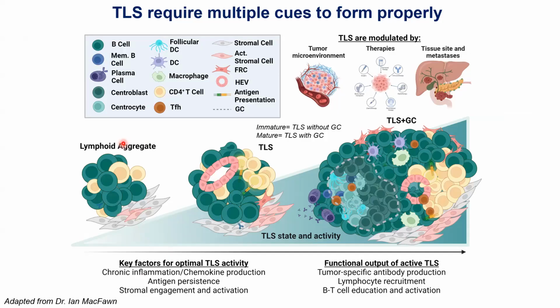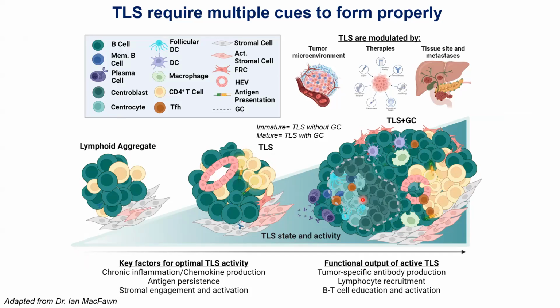So while we've been talking about TLS in general, there are 3 accepted states at present: early lymphoid aggregate, a TLS without a germinal center, and a TLS with a germinal center. And naturally, as you have more of a germinal center, you have more activity of these structures. And so we'll talk more about this in the context of our ovarian cancer studies, but this is also an important point because any one patient doesn't have the same type of TLS. They have different TLS types.